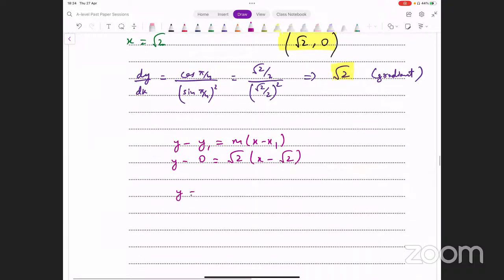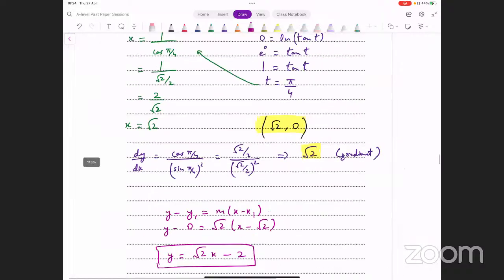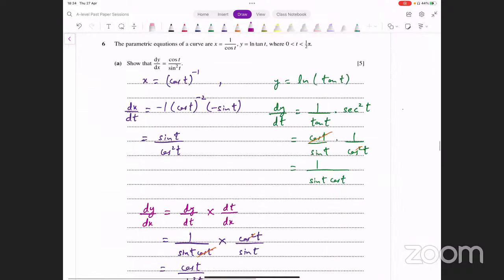Let's simplify this. This gives us y equals square root of 2 times x minus square root of 2 into square root of 2. That gives us 2. This is the equation of the tangent that we end up getting from this. Y equals square root of 2 times x minus 2. And that's our final answer that we get from this. Okay, I hope that makes sense. That was question number 6 from this paper.